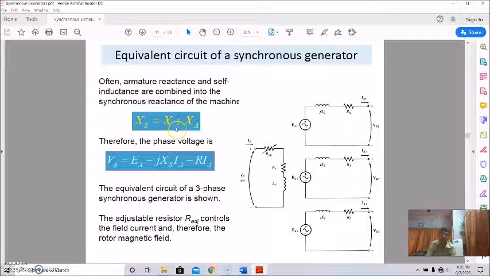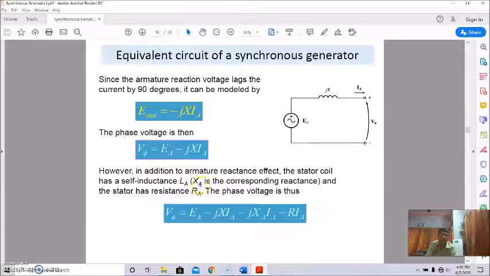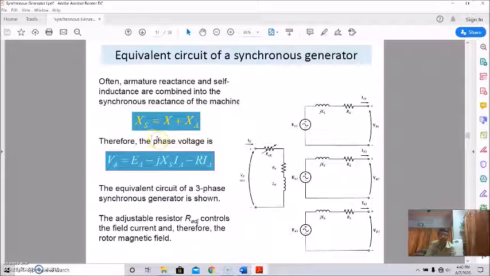If we take all these things into consideration, the armature reactance and self-inductance are combined into the synchronous reactance of the machine, that is XS equals X plus XA. This is due to leakage reactance, and this is armature reaction reactance. So the armature leakage reactance and the reaction reactance combined together will form the synchronous reactance, X plus XA. Therefore the phase voltage will be V phi equals EA minus jXSIA minus RIA.